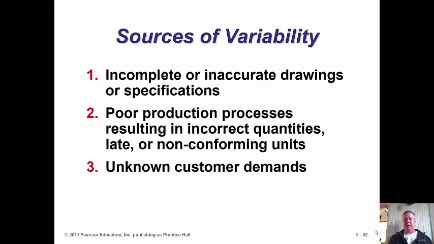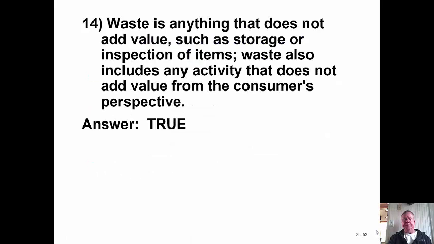Sources of variability. So we already had the inaccurate drawing, the unknown customer demand. That's really in the high level quality type stuff, where it may be perfect in terms of what the engineer drew out, but if the engineer was out of sync with what the customer wanted, then it's worthless. It's a defect. So poor production processes, yeah, that's pretty identifiable as a defect in the traditional sense.